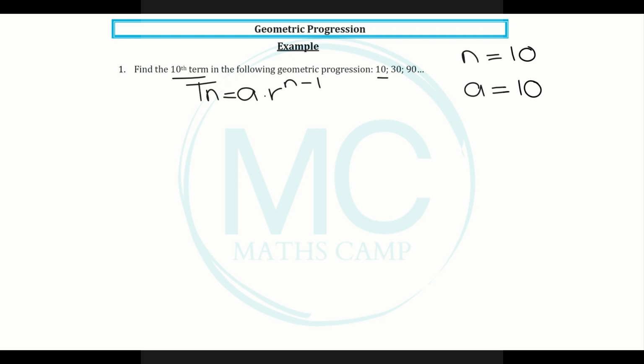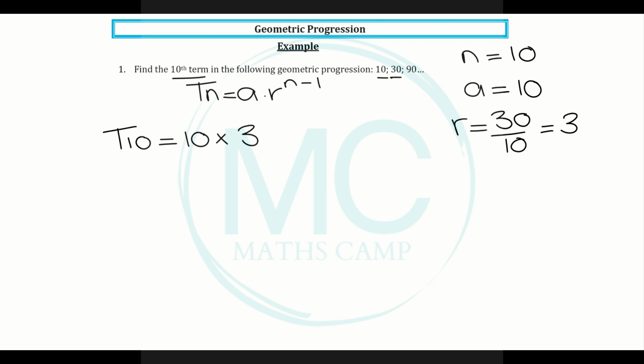To find the value of r, we take any term and divide by the term directly in front of it. So let's look at 30 and 10. So r is equal to 30 divided by 10, which gives us 3. Now we can say the 10th term is equal to 10 multiplied by r, which is 3, with an exponent of n minus 1. N is 10, so n minus 1 becomes 9.